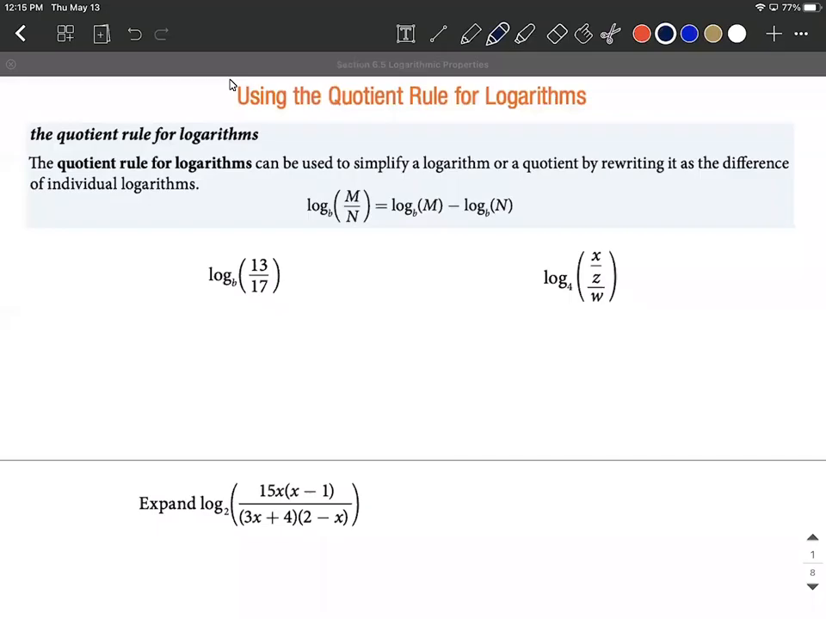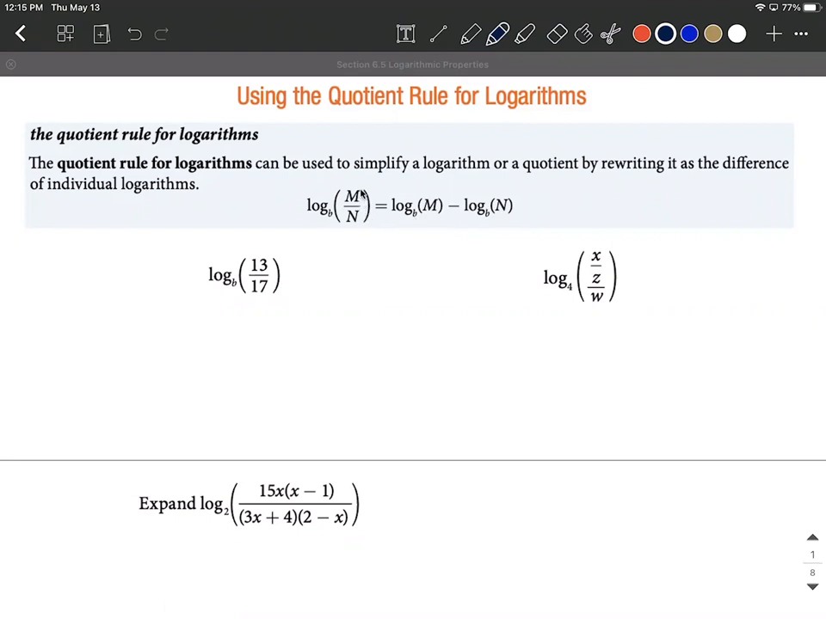Okay, the quotient rule for logarithms. This is a rule that allows us either to expand our logarithms apart if we have a fraction on the inside, a division, or we can use it in the opposite direction. We'll do that in future videos where we have two logs separated by a subtraction. We can put those into a single logarithm. But for now, let's take a focus on expanding these, going from a fraction over into two separate logarithms.